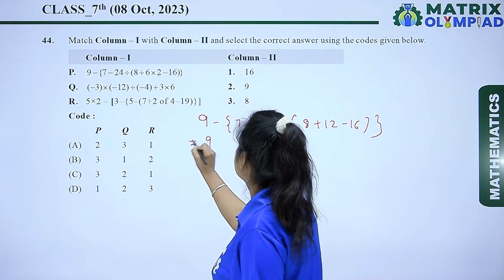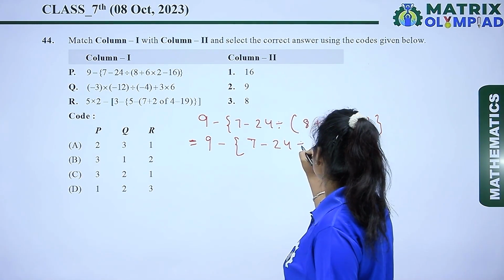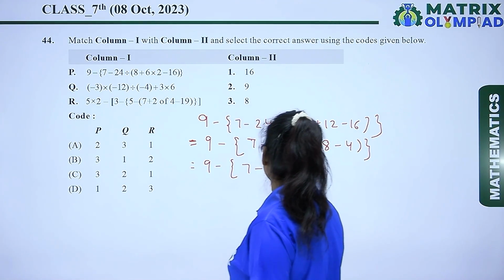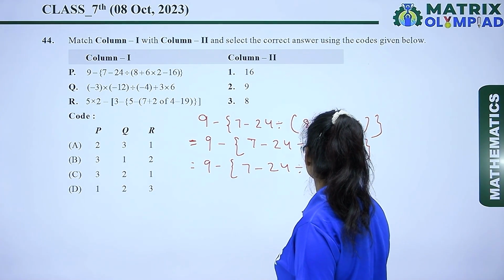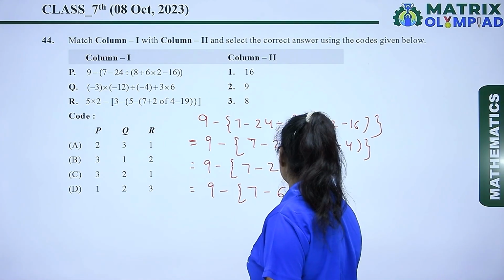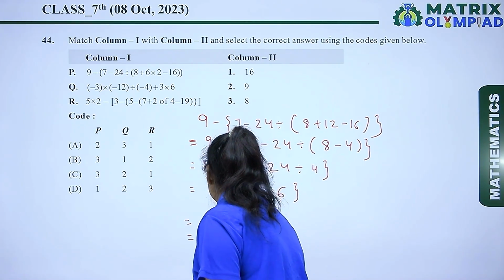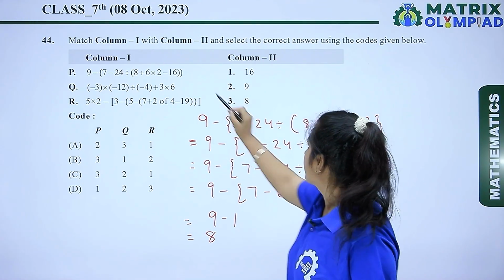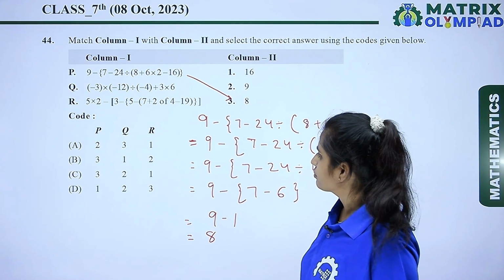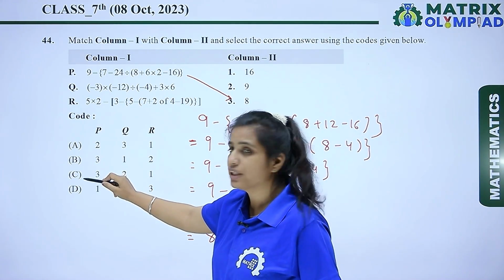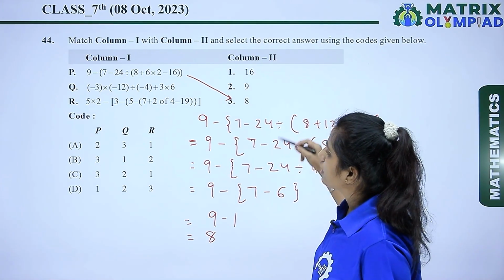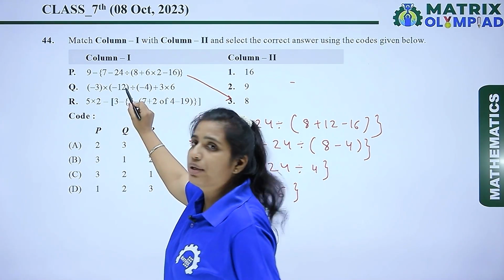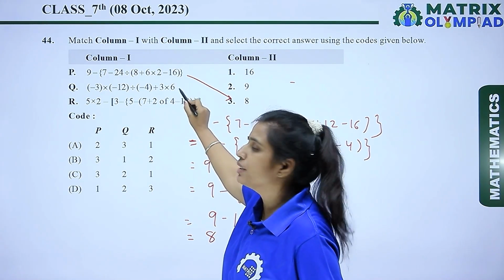So the next step will be, answer of column 1 P part is 8. The third one. So we can see in option B and C we have P correct answer. Now let's solve the next part. Next part is Q, that is -3 multiplied by -12 divided by -4 plus 3 multiplied by 6.